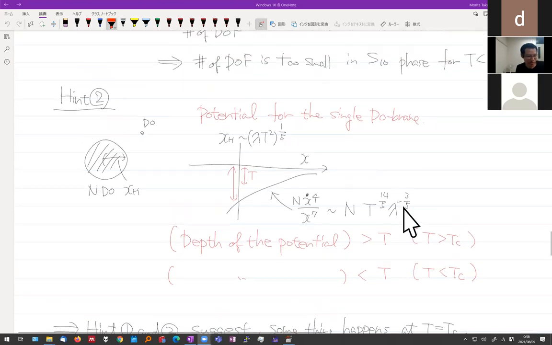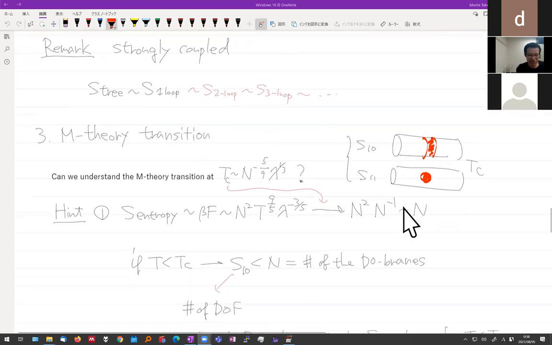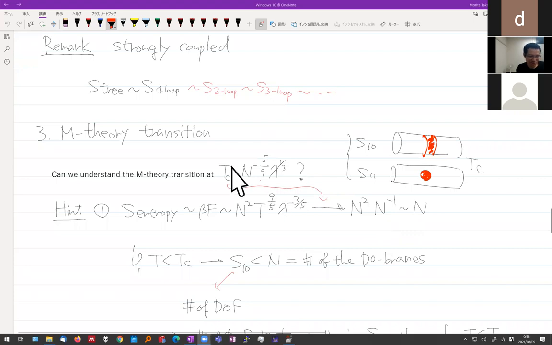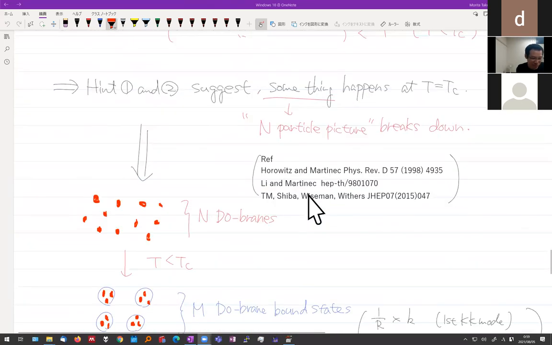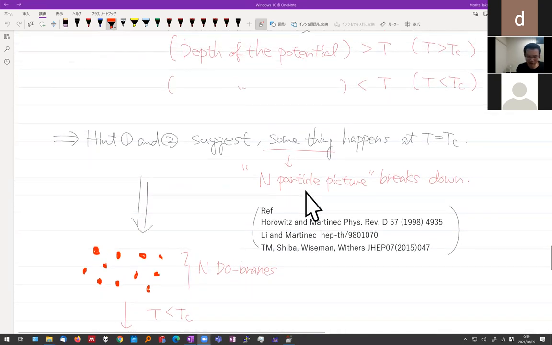So from the viewpoint of this particle or D0-brane, the meaning of this temperature is some complete breakdown of this particle picture. And then the question is what will happen at lower temperature.